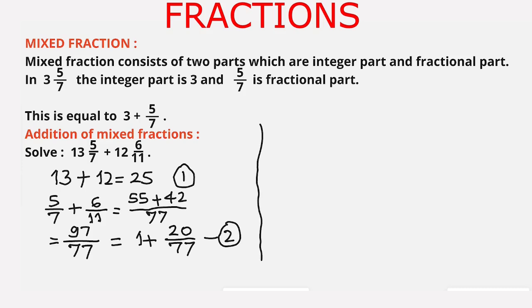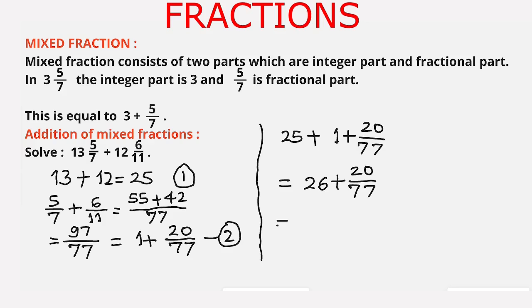Now step 3. Now we have to add the results obtained in step 1 and 2. So that is 25 plus 1 plus 20 upon 77. This is equal to 26 plus 20 upon 77. Or we can write it as 26 whole and 20 upon 77. I hope you have understood the method of addition of mixed fractions.